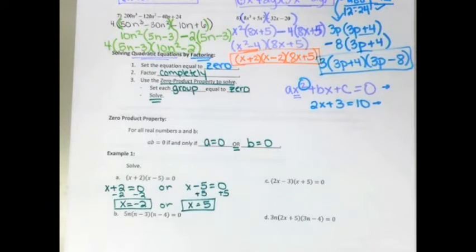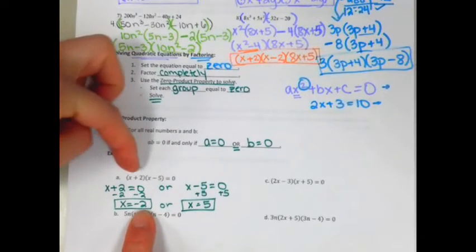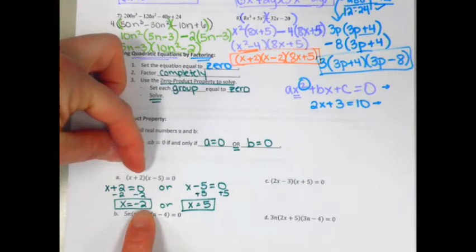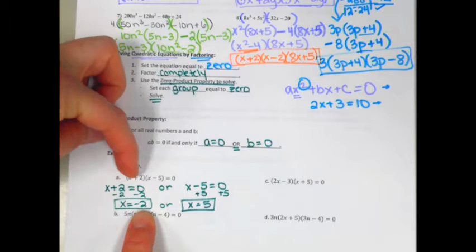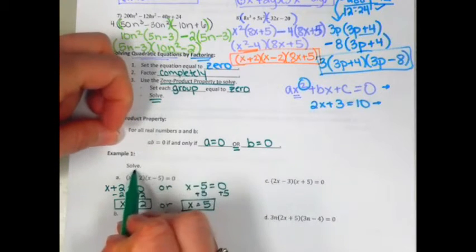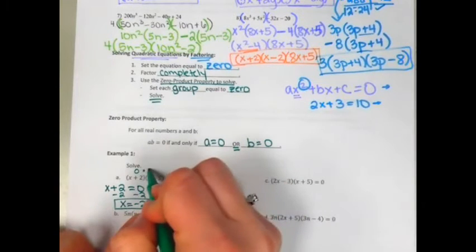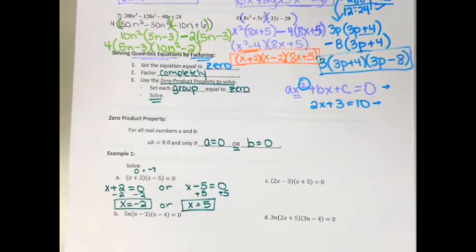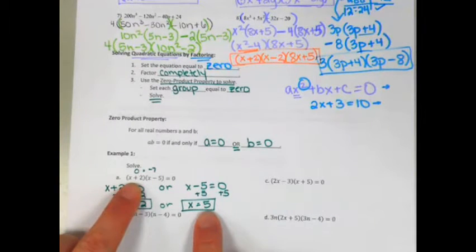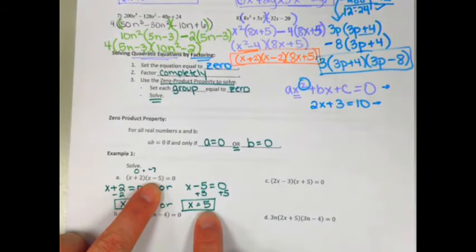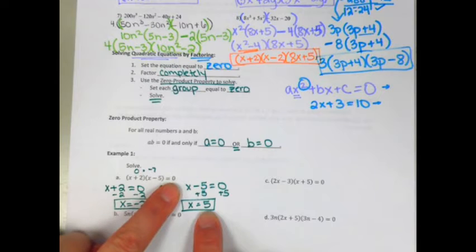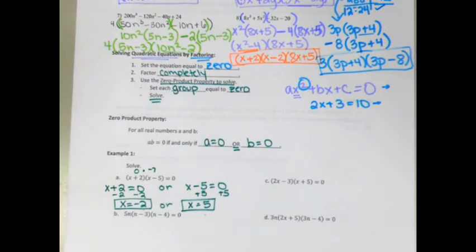Now, why does this work? Okay, because if I plug -2 into x, would that equal 0? Let's see. What's -2 plus 2? 0. What's 0 times -2 minus 5, which is -7? Is 0 times -7 0? Yeah. If I plug in 5, 5 plus 2 is 7, but 5 minus 5 is 0. So isn't 7 times 0 still 0? Yeah. So these are your two answers.